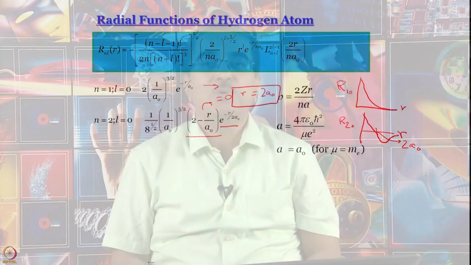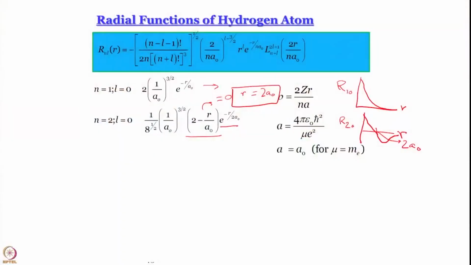Remember nodes, what is a node? A node is where a wave function changes sign through a value of 0. So, here the wave function changes sign. So, this is plus, this is minus. Of course, plus and minus are relative. So, that is where a node is, and what is the locus of that node? r equal to 2a0.